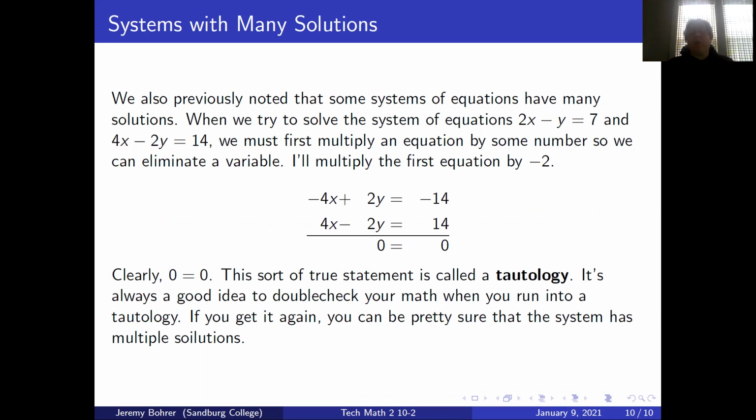And we know that's true. This sort of true statement is called a tautology. That means it's obviously true. It's always a good idea to double check your math when you run into a tautology. If you get it again, you can be pretty sure that the system has multiple solutions.